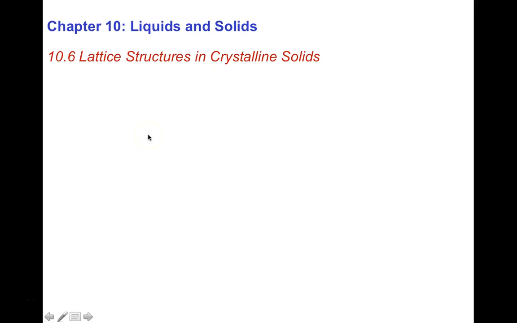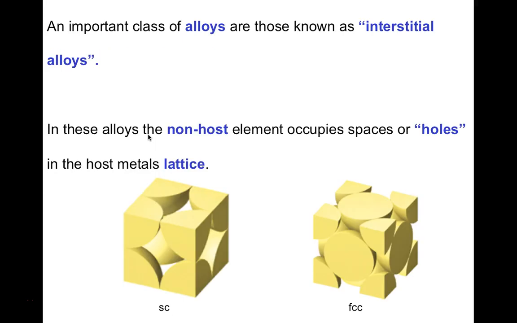So in this video we're going to continue talking about the lattice structures in crystalline solids, and in particular we're going to talk about the lattice structure of alloys and of ionic compounds. So we had previously talked about a class of alloys known as substitutional alloys, and the example given was that of bronze. And in a substitutional alloy, what we do is we just switch one of the atoms that's in our crystal for another kind of atom.